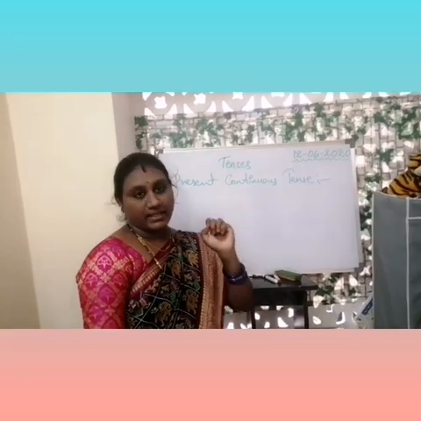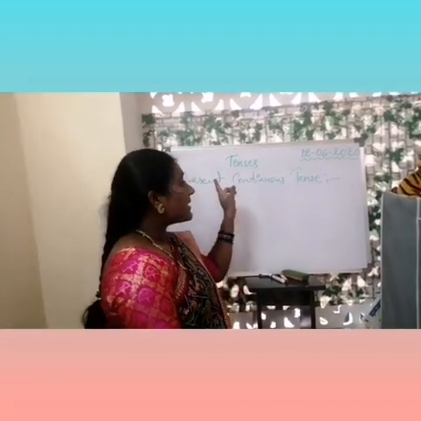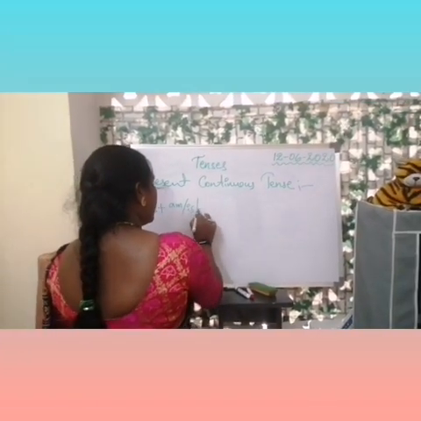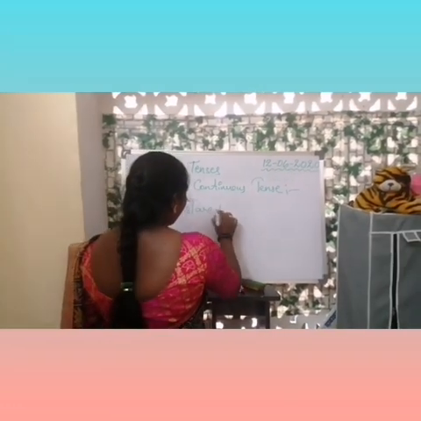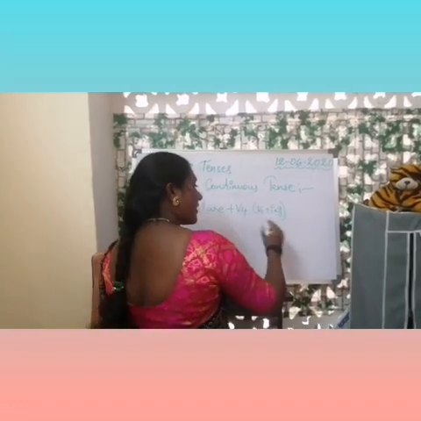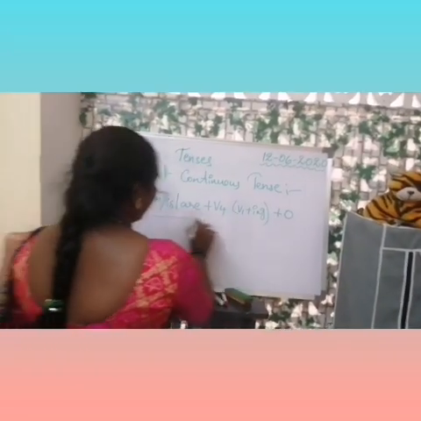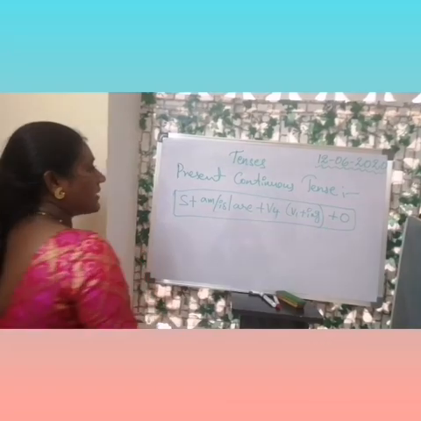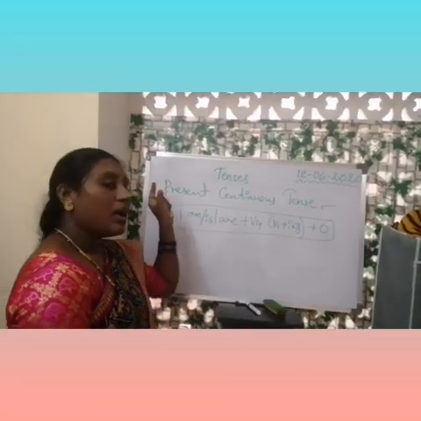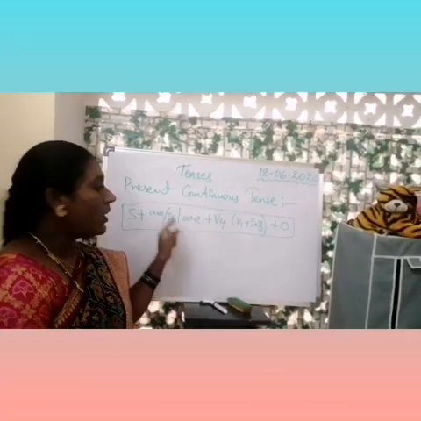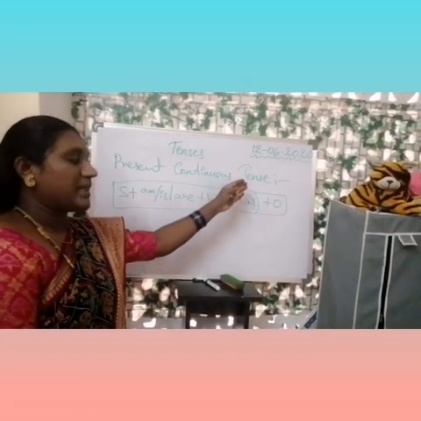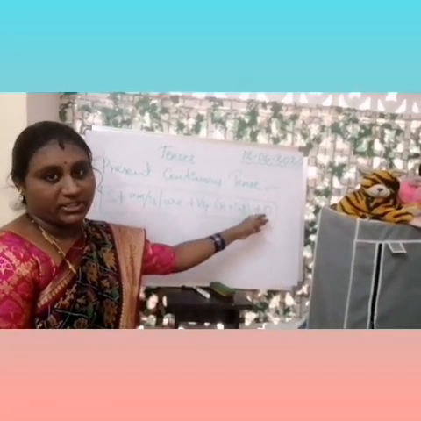Now the structure of this present continuous tense is: subject plus am, is, are, that means a helping verb, plus V1 placed with ing, plus an object or a complement. So this is the structure for present continuous tense: subject plus a helping verb or an auxiliary verb, plus the basic form of the verb V1 plus ing, plus an object or a complement.